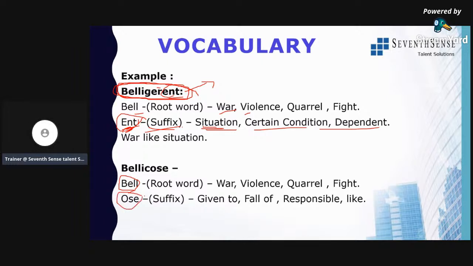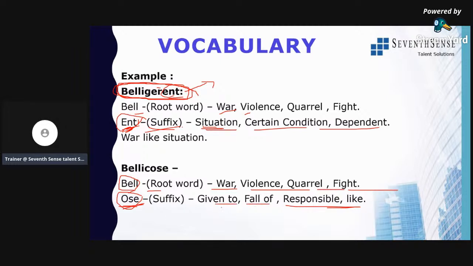OSC, what does it mean? Given to, full of, responsible. These are some meanings given to the suffix OSC. Try to remember. If you try with some other words, then definitely you are going to remember things easily, right? See here, for the root word bell, we know the meaning: war, violence, quarrel, fight. And OSC is like responsible, given to, full of.